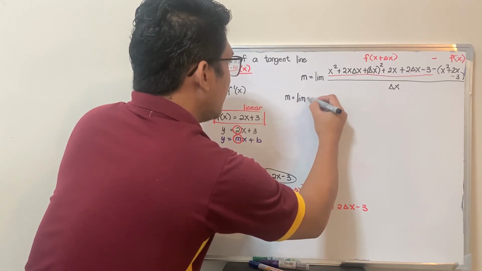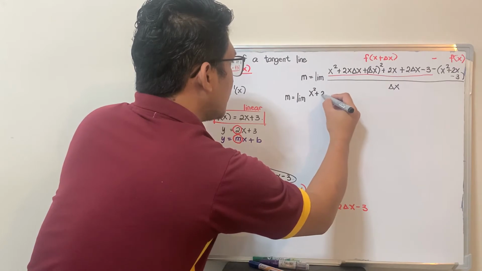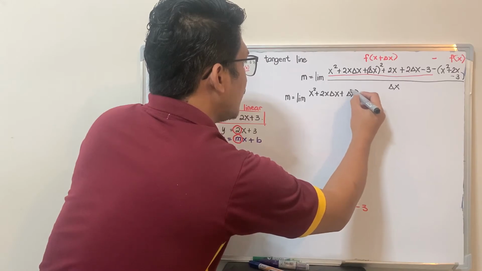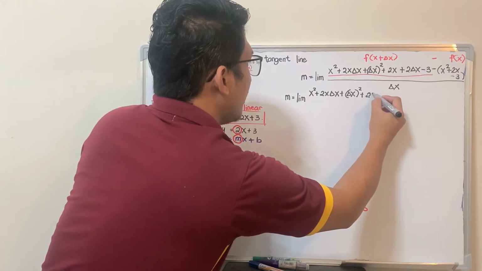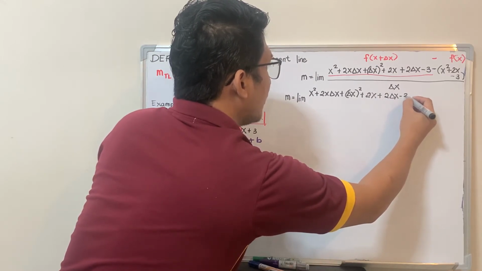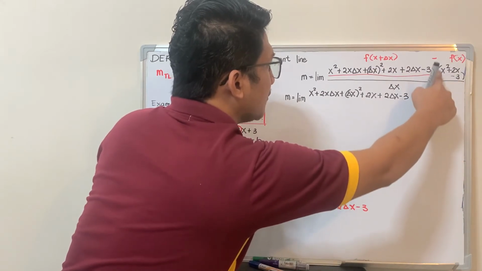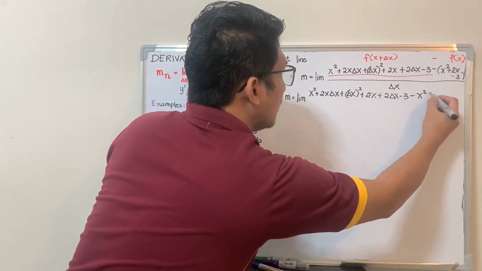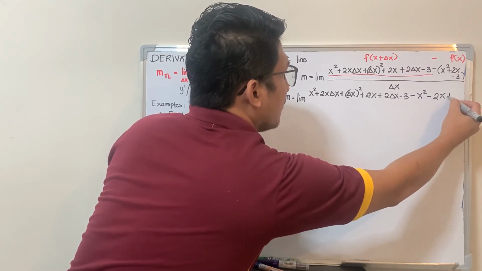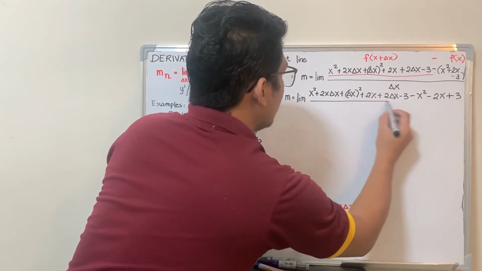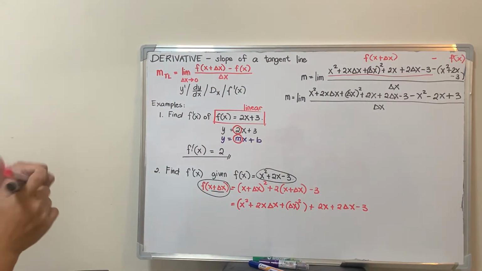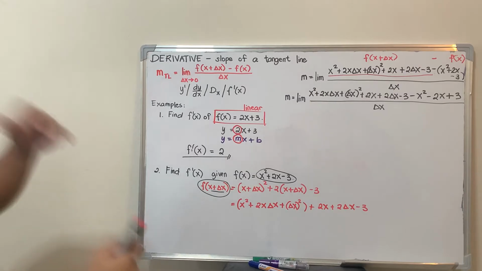So, this is the limit of x squared plus 2x delta x plus delta x quantity squared plus 2x, plus 2 delta x minus 3 minus the parenthesis, right? So, minus x squared, minus 2x, plus 3. All over the delta x. So this is just the nature of the general formula. Because if we use the general formula, it's rather long.